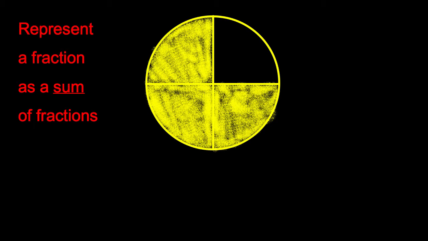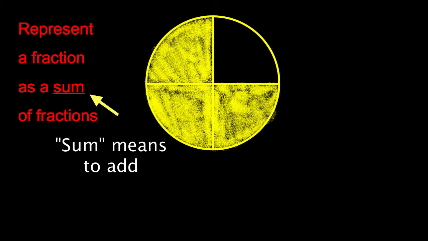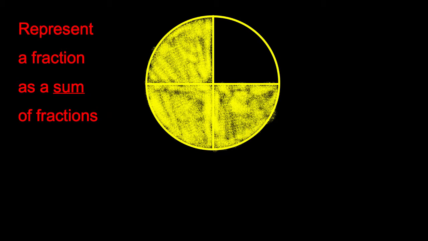We're going to represent a fraction as a sum of fractions, and the keyword here is sum. If you look at the circle, you can see that it has 4 parts to it. 1, 2, 3, and 4. So the denominator has to have a 4 in it. That represents how many total parts there are.